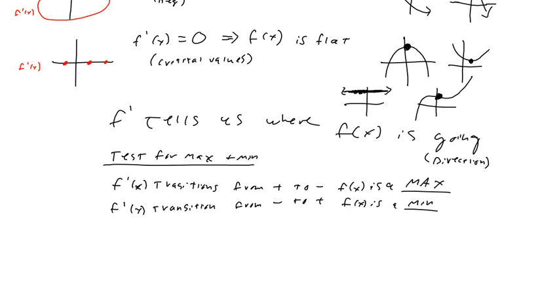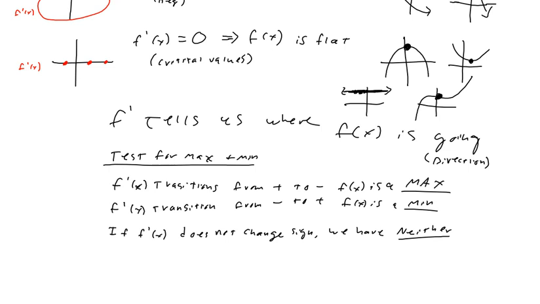And the third situation is if f prime of x does not change sign, we have neither a max nor a min. So if the derivative does not change sign, what do I mean by that? Let's look at some graphs.